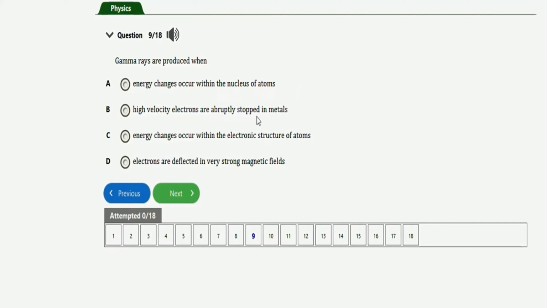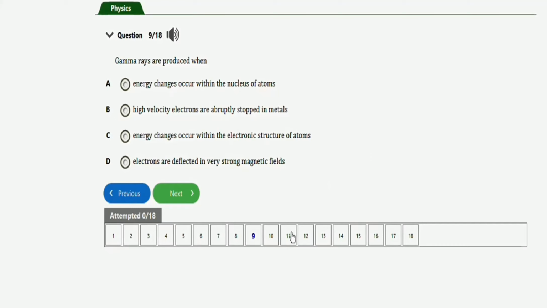High velocity electrons are abruptly stopped in metals. Energy changes occur within the electronic structure of atoms. Electrons are deflected in very strong magnetic fields. So the right option to this question is option A, which is energy changes occur within the nucleus of atoms.